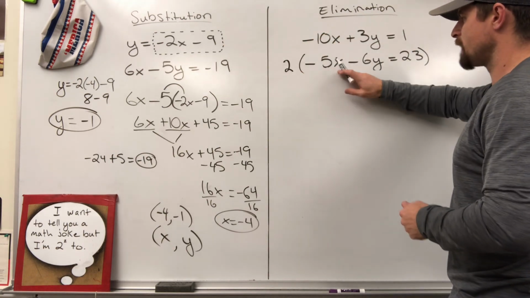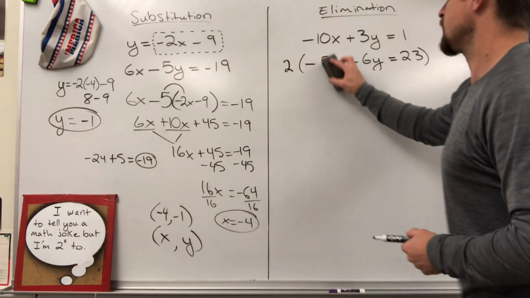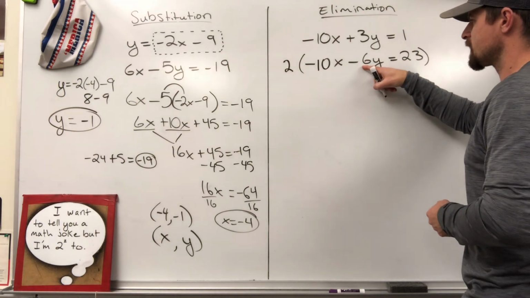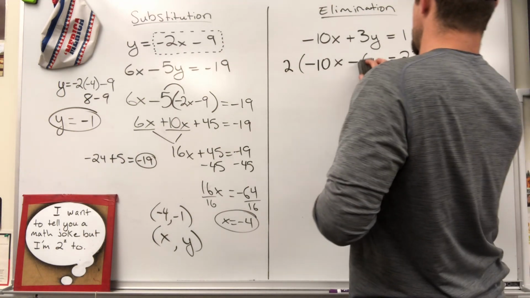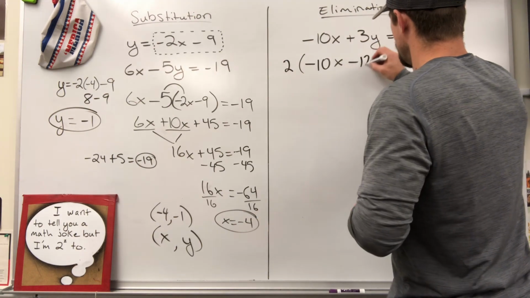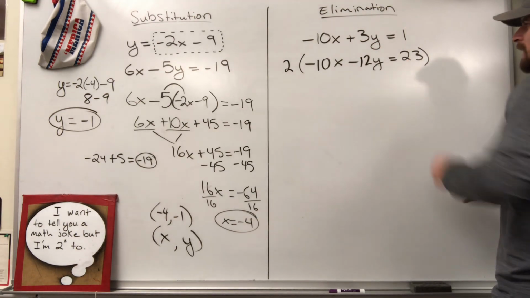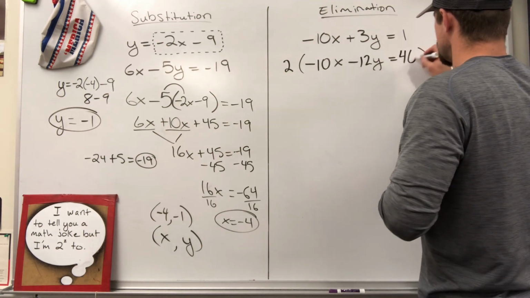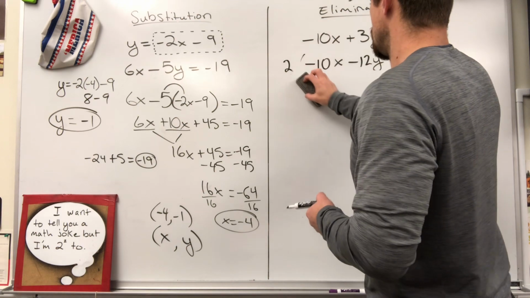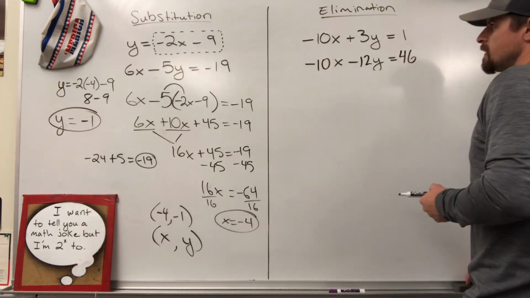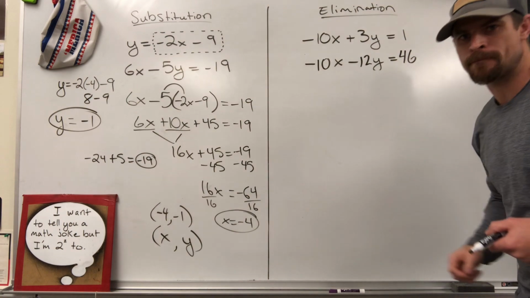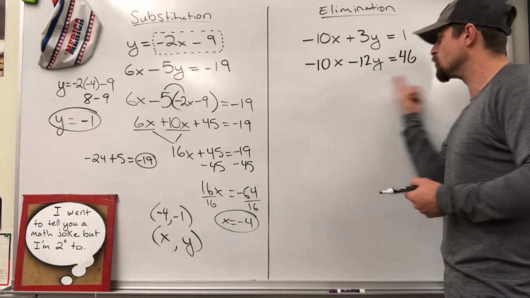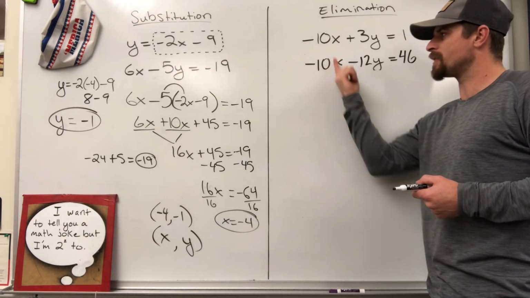2 times negative 5x would make negative 10x. 2 times negative 6 would make negative 12. 2 times a 23 would make a 46. And now I have equations that have a match, a duplicate. Okay, so all I did there was multiply everything by 2, so that this term matched up with that term.